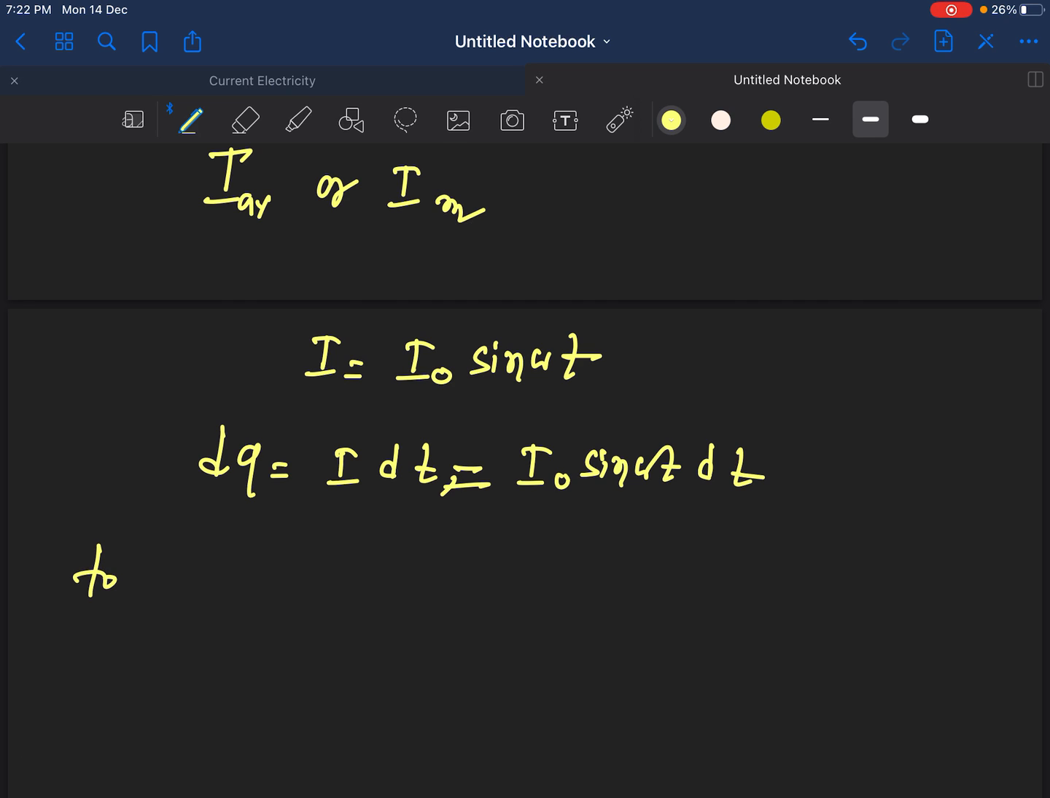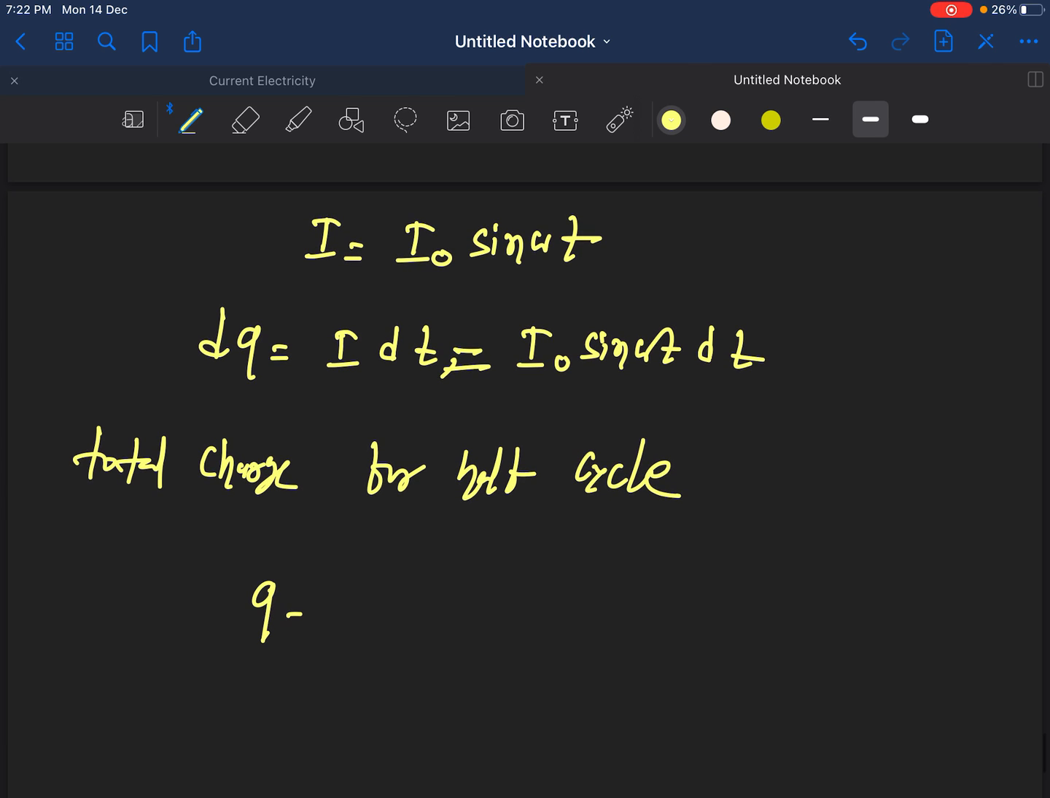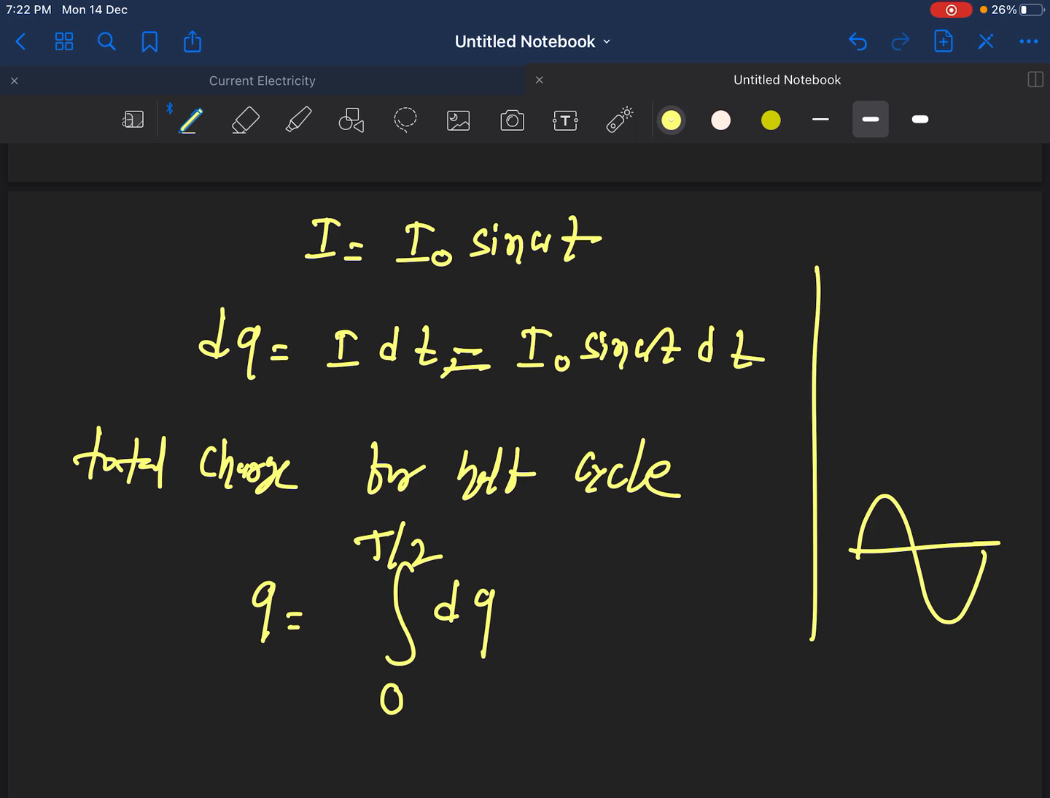Now the total charge for half cycle. Half cycle means half of the period. So this is q, the integration of dq, but here the time limit is 0 to T by 2, because for half cycle, you can see this is the full cycle. To complete this half cycle, you need T by 2. So to get this time, you need T by 2. Therefore I have written like this.